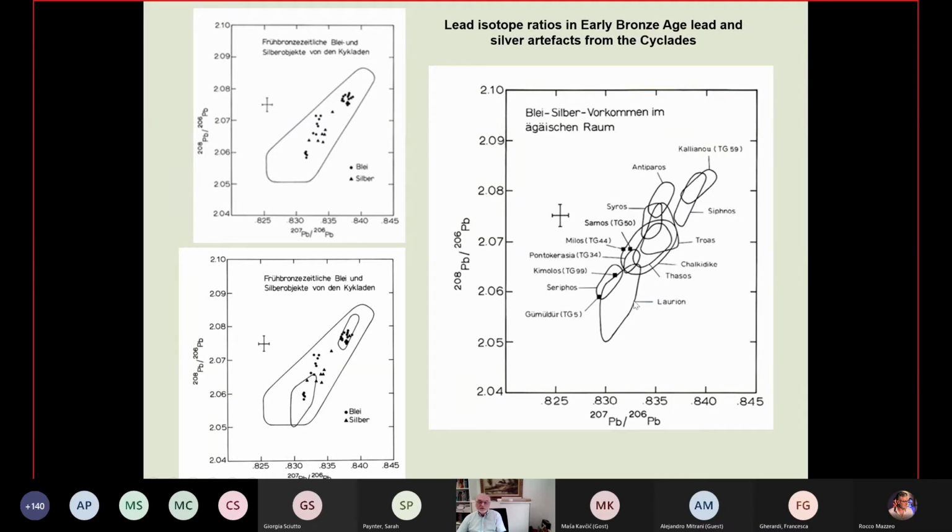So we always tend to say the best information, the most certain information that we can gain from lead isotope ratios is from where a metal cannot derive. If you do not have a match of lead isotope ratios with the metal, then you can exclude this as a possible source.